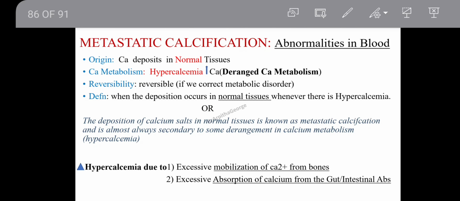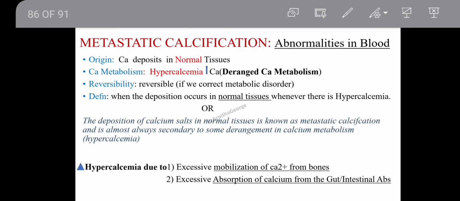And again, we have to study how this increased calcium level is happening. The hypercalcemia in this calcification is either due to excessive mobilization of calcium from the bones, as you know, the bone has a lot of calcium. Either the calcium will be coming from the bones, or from excessive absorption from the gut, the intestine.